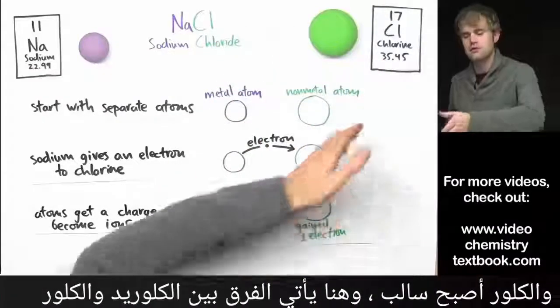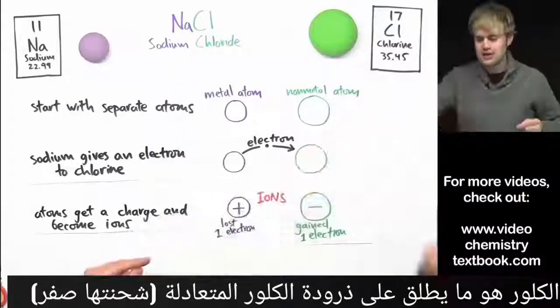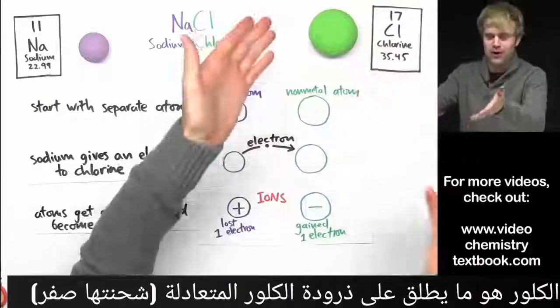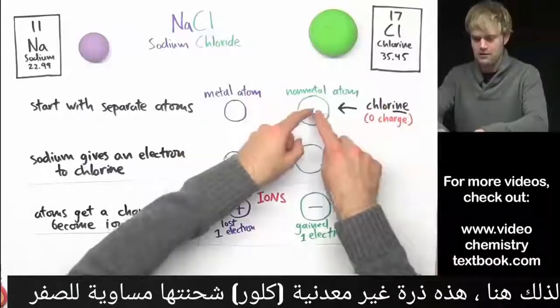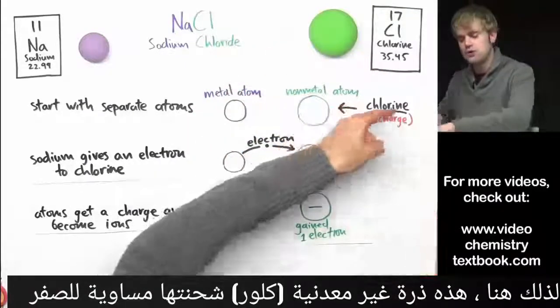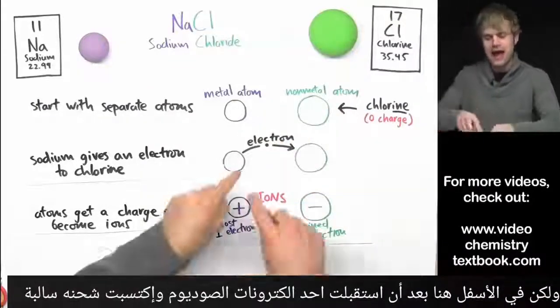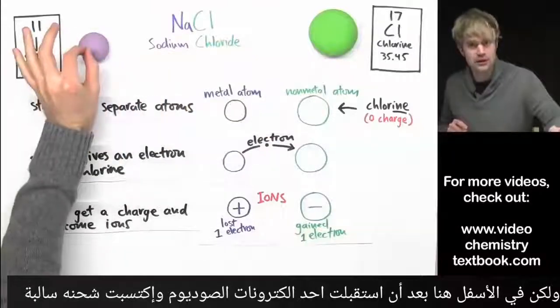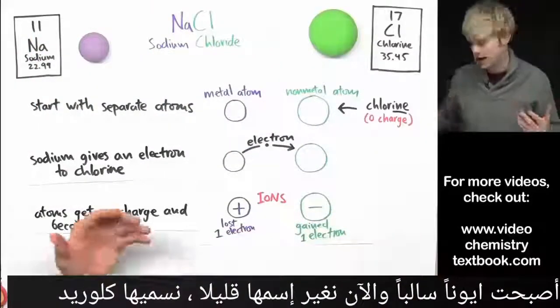Now here's where the difference between chlorine and chloride comes. Chlorine is what we call the chlorine atom when it's neutral. So up here, this non-metal atom, chlorine, just hanging out here, is chlorine, zero charge. But down here, after it's received one of the electrons from sodium, it gets a negative charge. It becomes a negative ion.